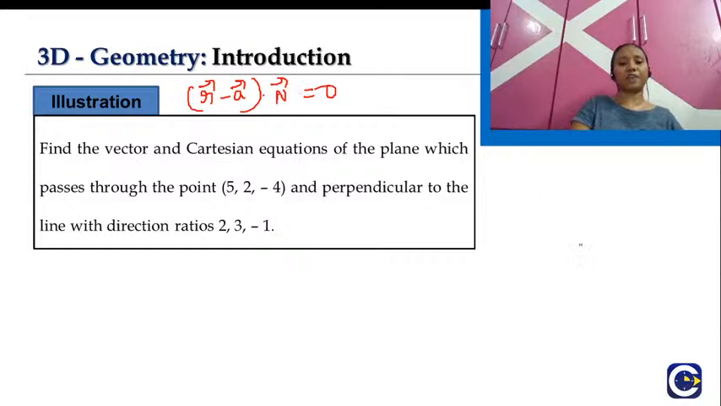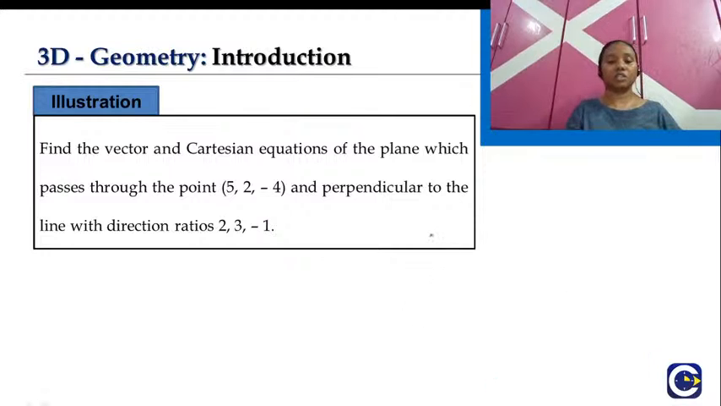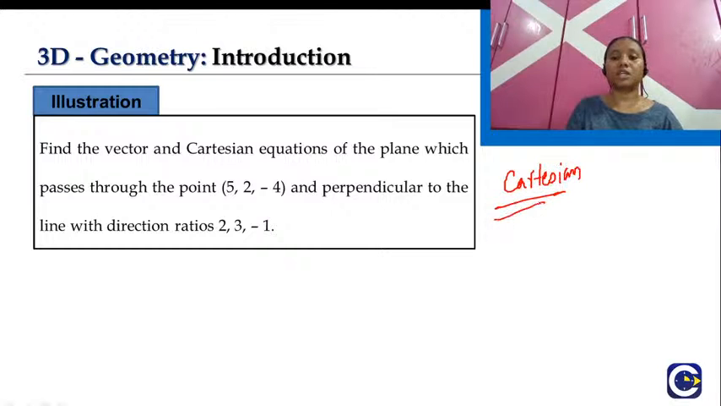So first here they have mentioned both vector and Cartesian. I suggest you write in terms of Cartesian form first. So write the equation in Cartesian form of it. So it will be very easy, just a simple application here.